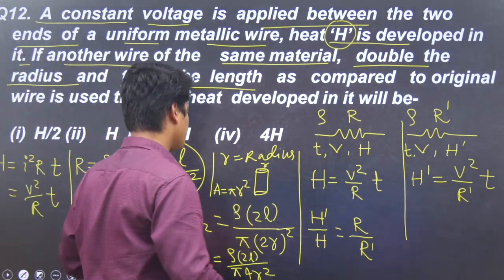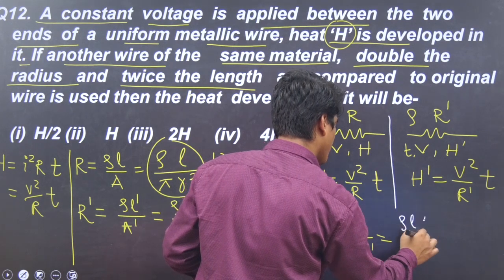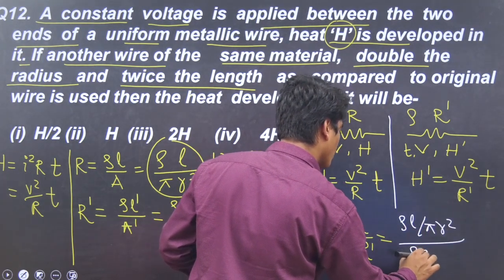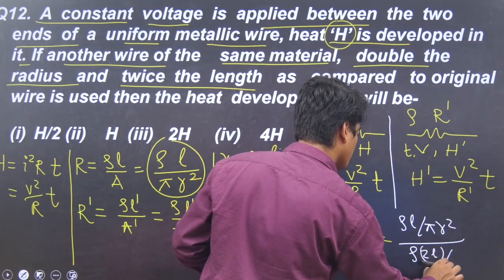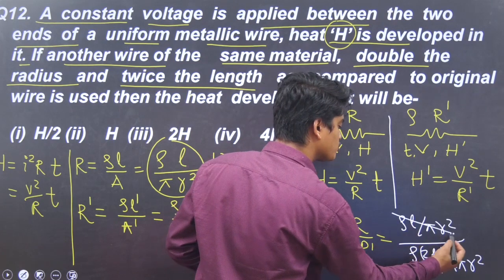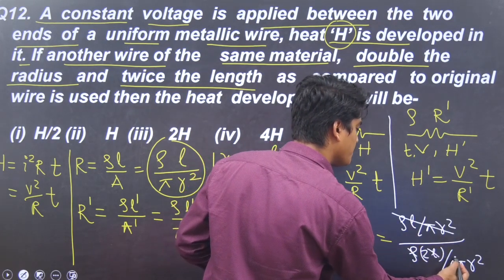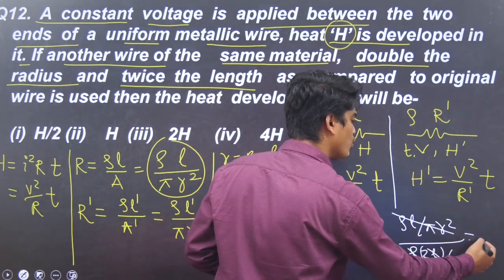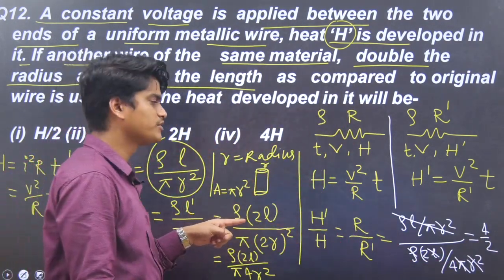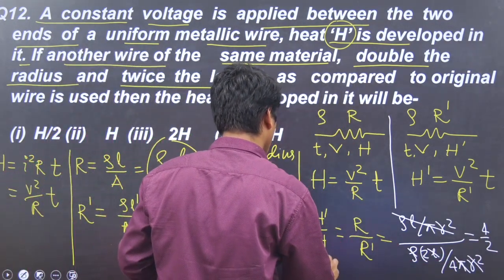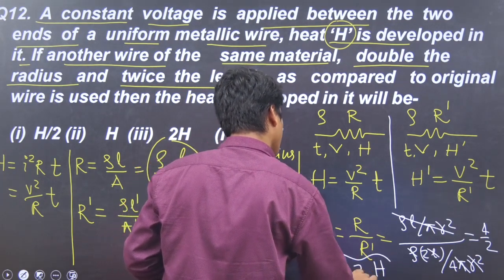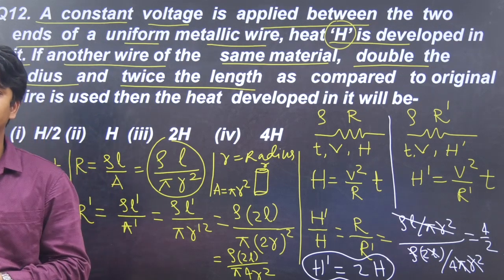Now substitute here: rho L by pi R square divided by rho 2L by 4 pi R square. Now rho L by pi R square will cancel with rho L by pi R square, and the 4 will come up, so 4 by 2 will be down. 4 by 2 is 2. So H prime is nothing but 2 times H.